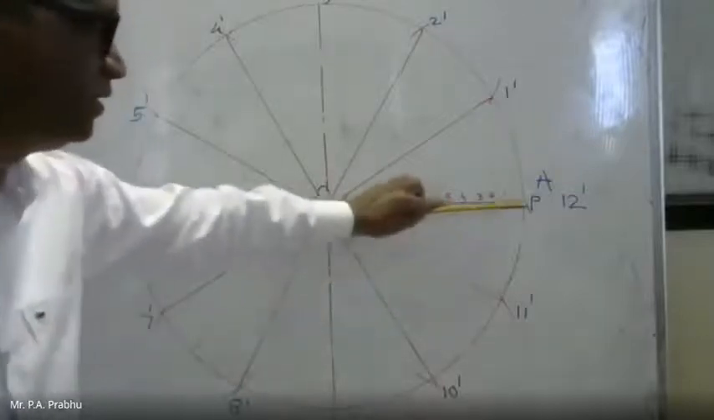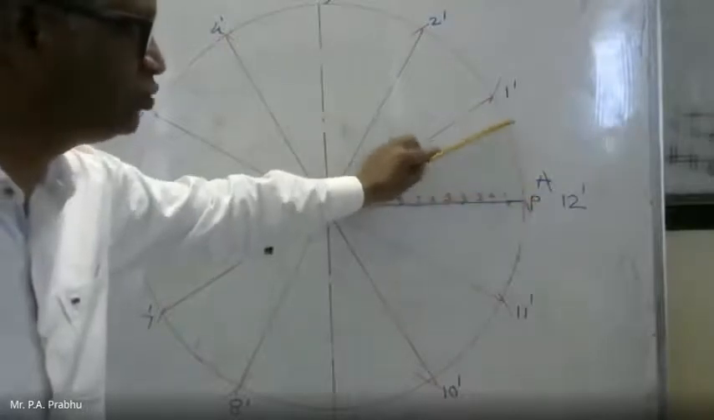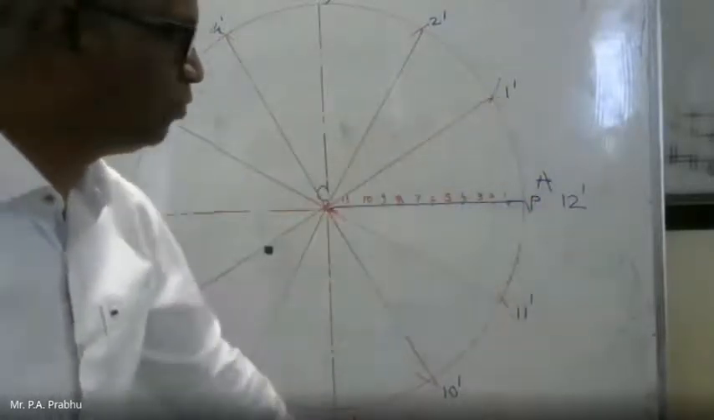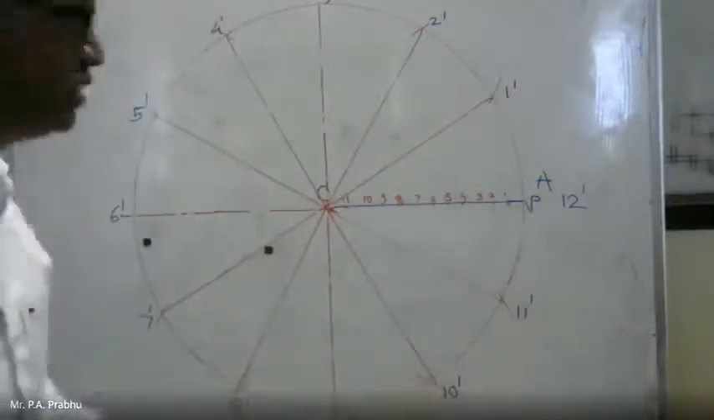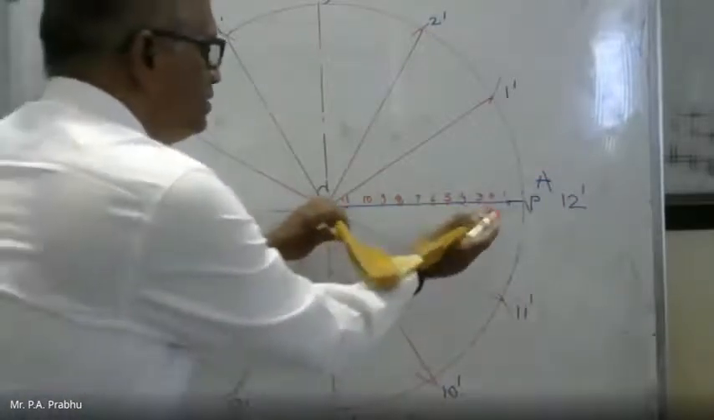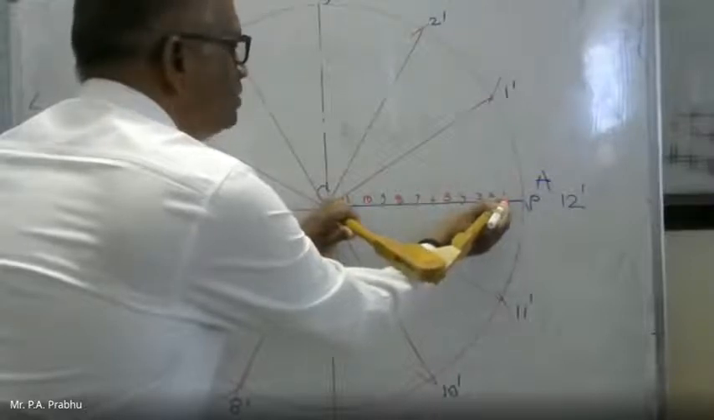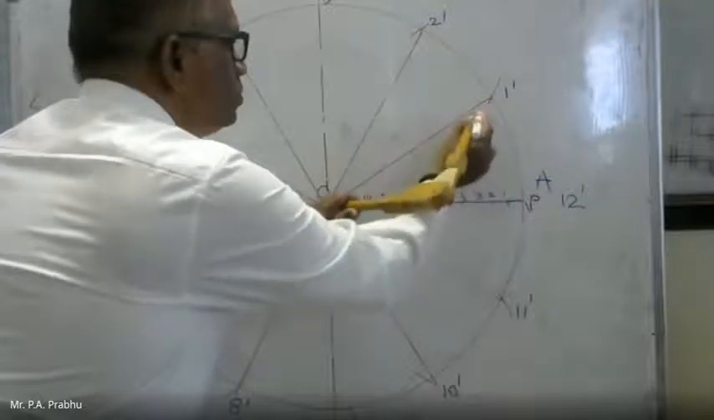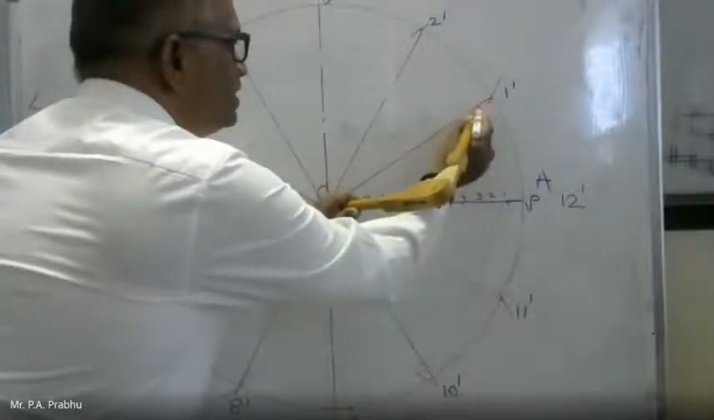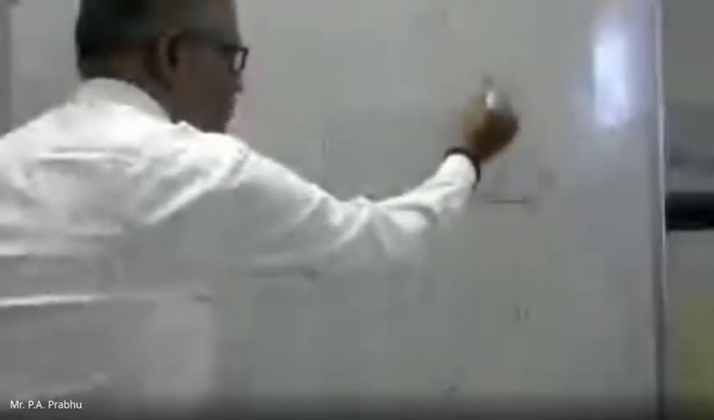Now this line starts to rotate. This line travels through one division, and point P also moves one division towards this end. So I have to mark this position. Take O as a center and radius equal to O1, and draw the curve. I have shown this arrow. So this is the new position of point P. Mark this point as P1.